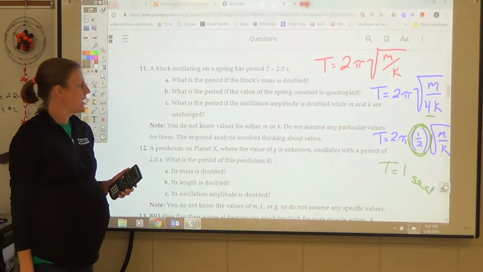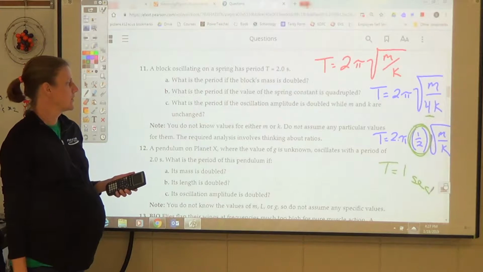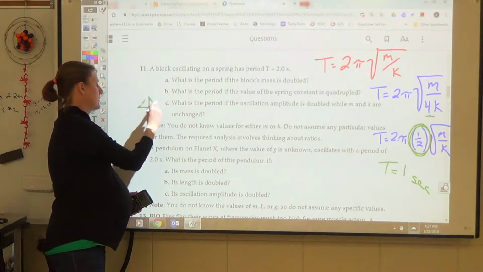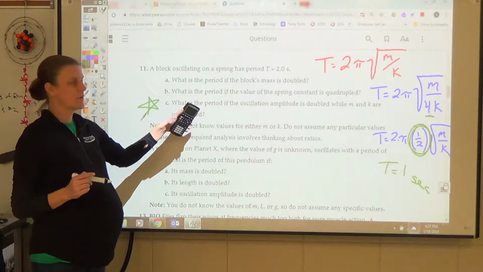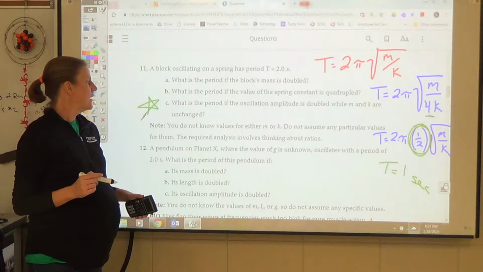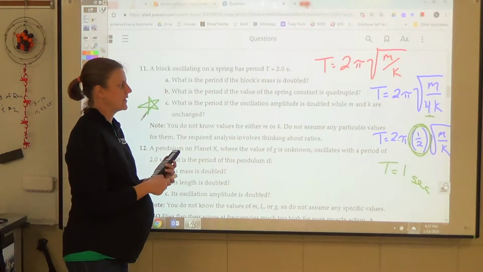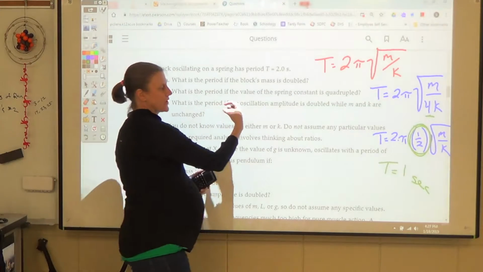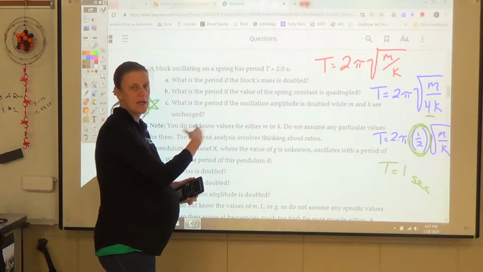What's the period if the oscillation amplitude is doubled, where m and k are unchanged? All right, that is a pretty common question. I feel like I've seen that on most AP tests. A question about amplitude and period, because students often think you take that spring and you stretch it twice as far to the right that it's going to change the period.